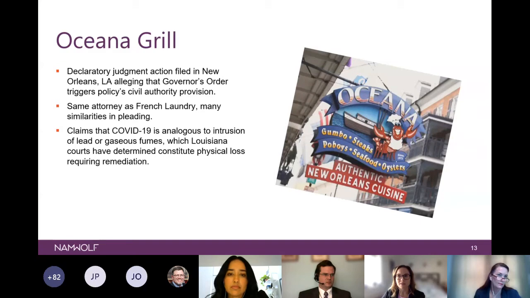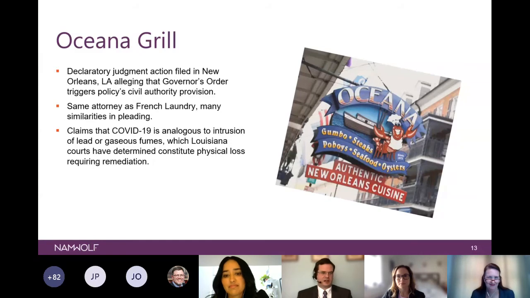So in this case, the plaintiff likens COVID-19 to the intrusion of lead or gaseous fumes, which Louisiana courts have interpreted to constitute a direct physical loss that would have to be remediated. Do you think that the analogy of COVID-19 to the lead or gaseous fumes is persuasive?